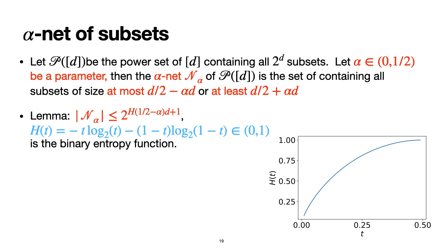We will introduce a tool called an AlphaNet. This AlphaNet contains all subsets of size d whose size is at most d over 2 minus alpha d, or at least d over 2 plus alpha d. We can use alpha to control the size of the nets through the binary entropy function. Now the binary entropy function is at most 1, but it can be much smaller. If you look at the graph in the bottom right hand corner of the slide, you can see that as t is smaller, the entropy function is smaller.